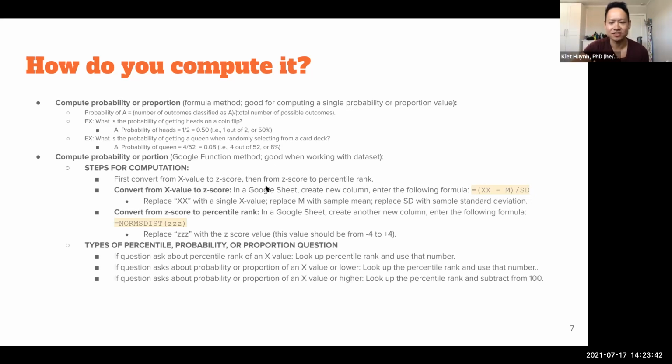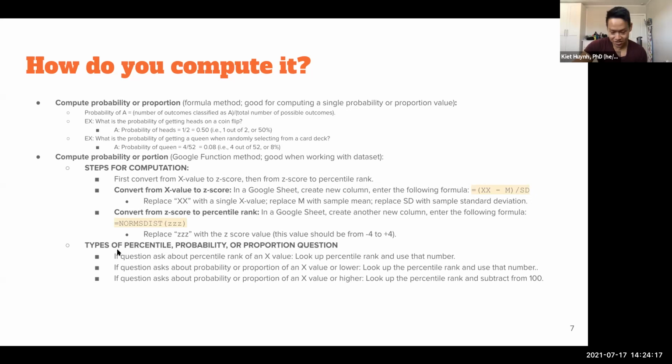So here's a formula in your Google sheet. Create a new column, enter this formula, X minus M over SD, replacing the X value with a single X value that's in the variable, the data set. Then replace M with the mean of the sample and SD with the standard deviation of the sample. Then after you get the Z value, you convert the Z score to the percentile rank, and you do that by entering this formula, equals NORM.S.DIST(Z), replacing Z with the Z score.